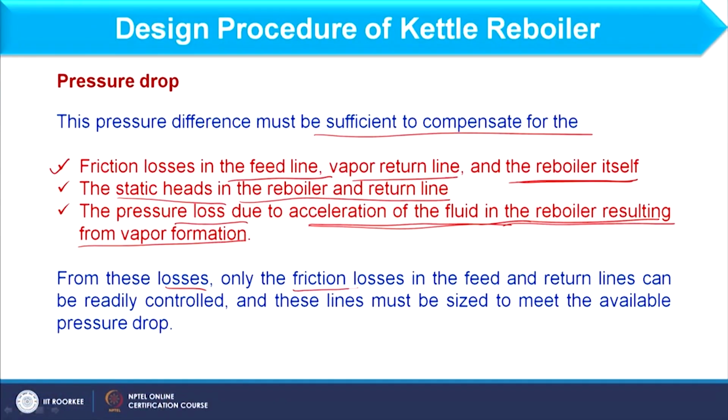Of these losses, only the friction losses in the feed and return lines can be readily controlled. These lines must be sized to meet the available pressure drop. In this way we have to consider pressure drop in different parts of the kettle reboiler.